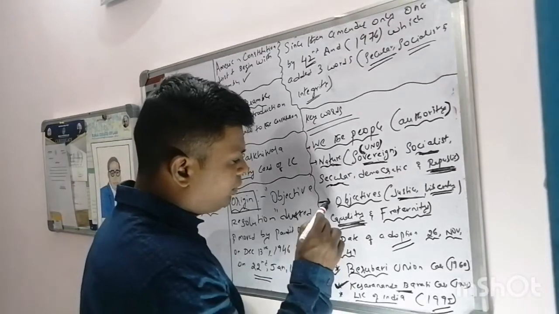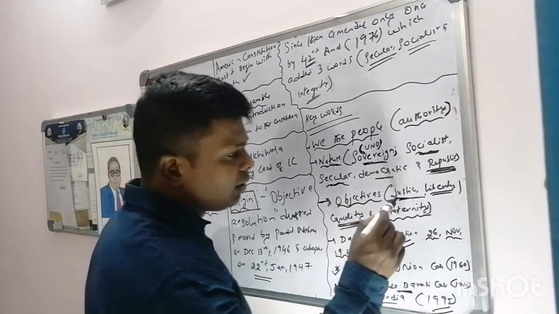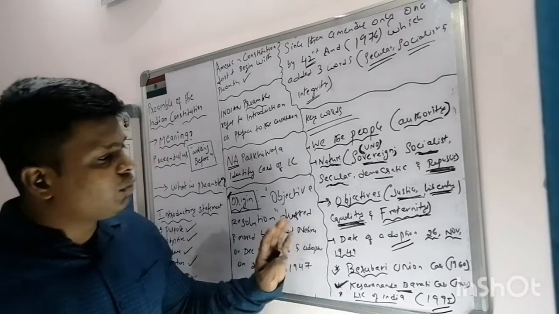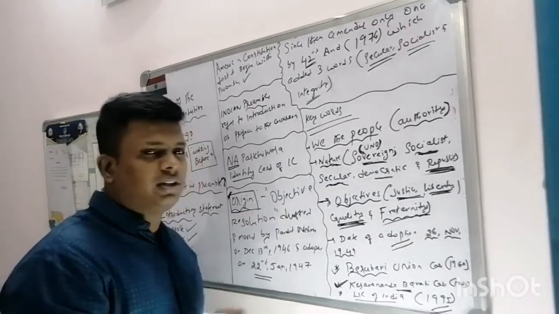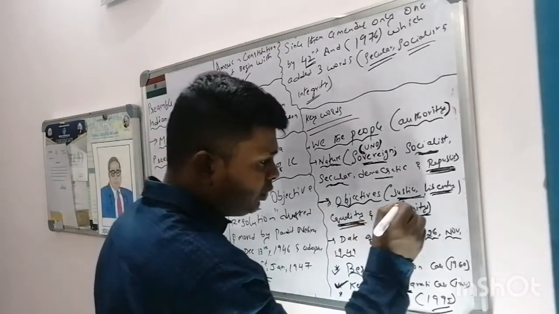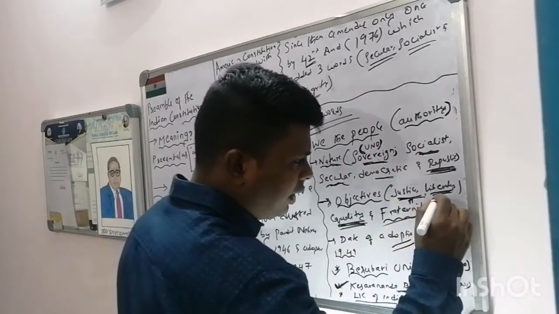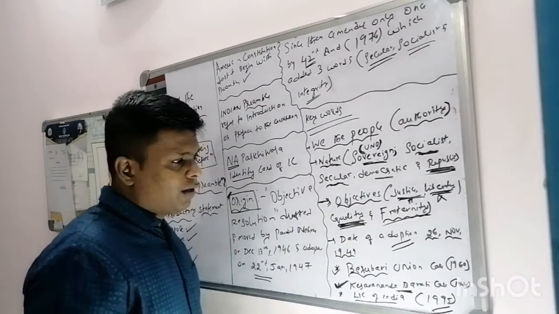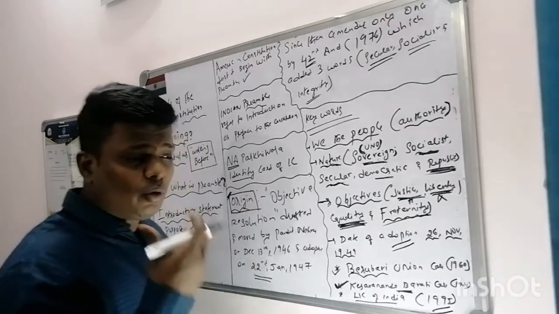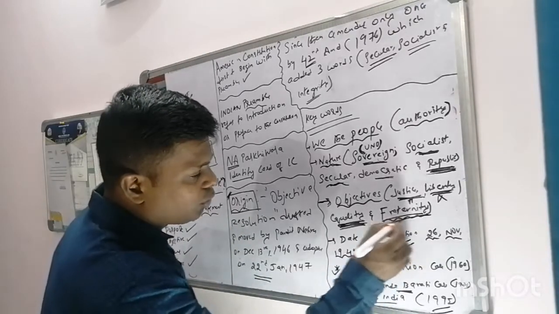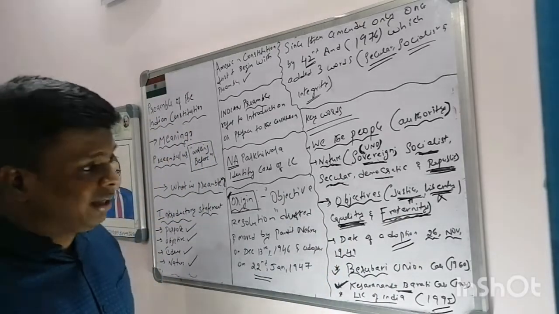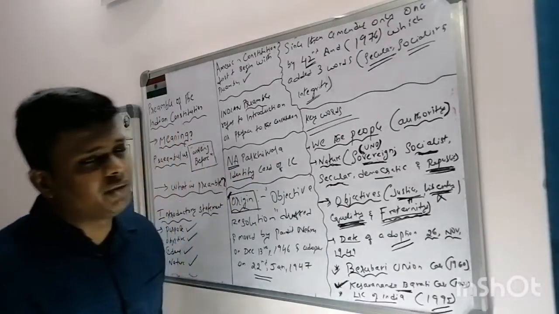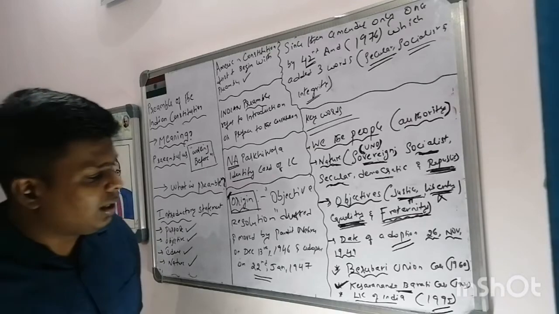Now, when it comes to the objectives of the preamble, the terms justice, liberty, equality, and fraternity mention what the objectives of our constitution are. Its objective is to give justice to its people, to give certain liberties to its people, to make sure there is equality among its citizens, and also to ensure a feeling of brotherhood among its citizens, which means to ensure there is a feeling of fraternity. Next, it says the date of adoption of our constitution is 26th November 1949.